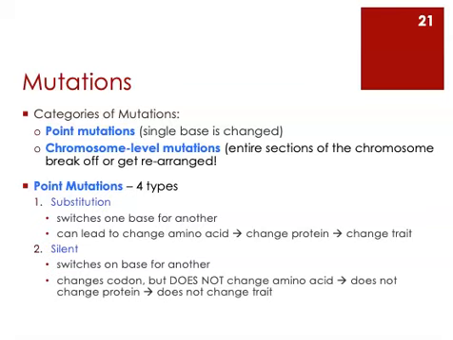Silent mutations are actually a type of substitution mutation. We still see one base being switched for another, but in a silent mutation, the swapped base does not lead to a different amino acid being placed in that position. So this is a case where the codon changes due to the mutation, but it doesn't change enough. It changes to just a different codon that codes for the exact same amino acid. So there's no change in the protein and no change in the trait. It's silent, in other words. We would never know that the mutation was there because there's no change in the protein and there's no change in the trait.